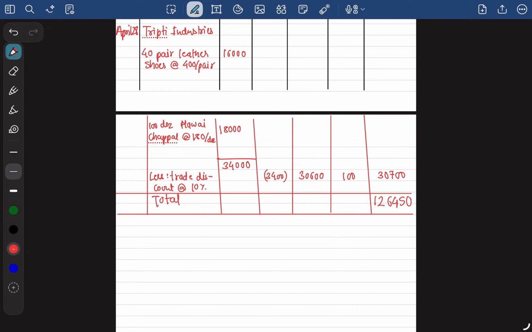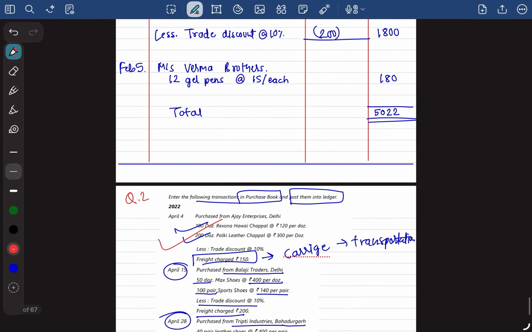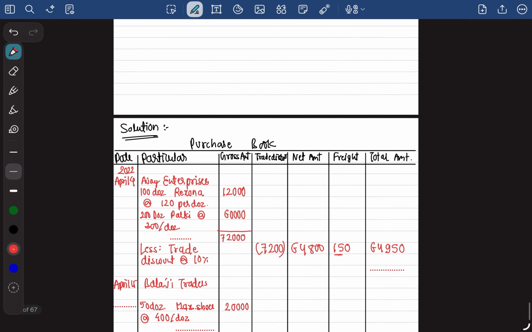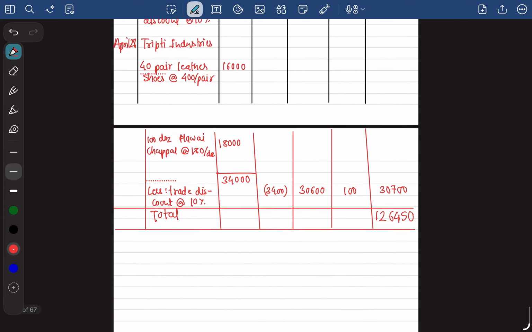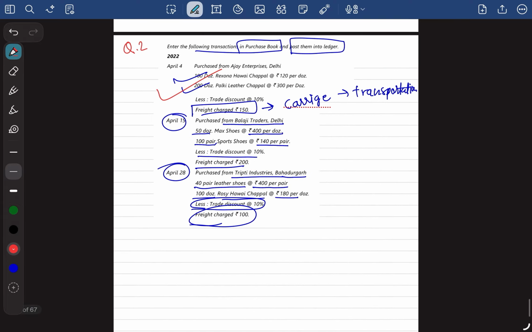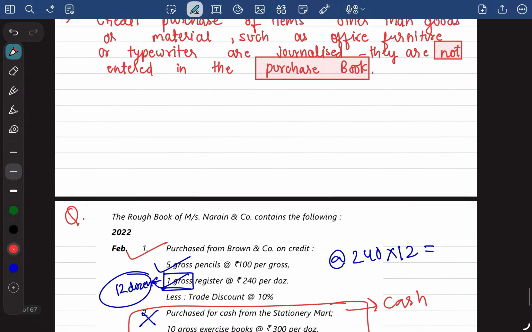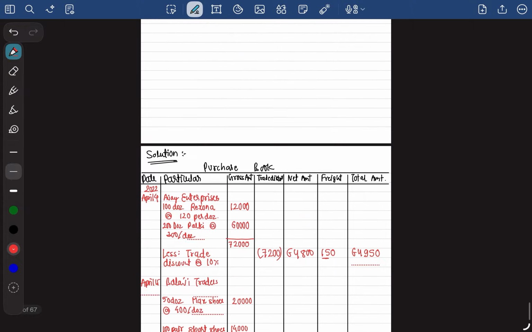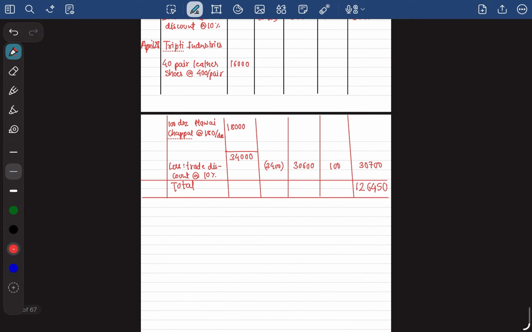Today we solved this, and in the next lecture we will post them into ledgers. So this is for today. Solve these questions, and I will give you 5 questions in the description so you can solve them. And if you have any doubts, just ask me.